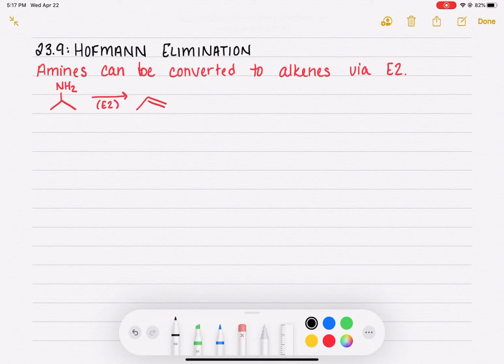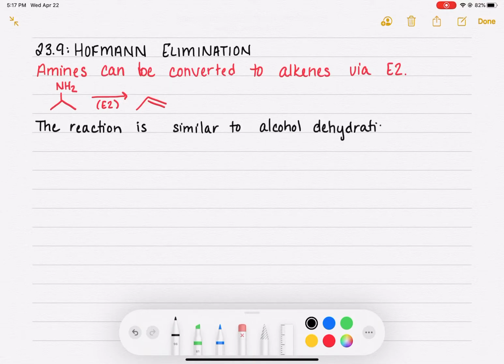The reaction in general is similar to dehydration of an alcohol, just in terms of the challenges that we have. The reaction is similar to alcohol dehydration. So in the alcohol dehydration reaction, you're going to use the same size carbon chain. And this is an acid catalyzed reaction, the conversion from an alcohol to an alkene. So we'll ultimately end up with the same product.